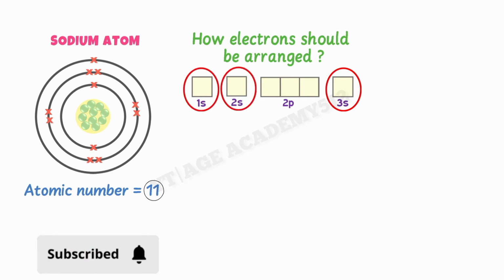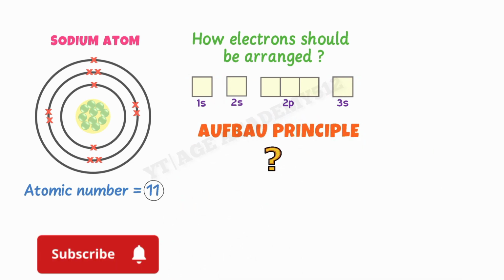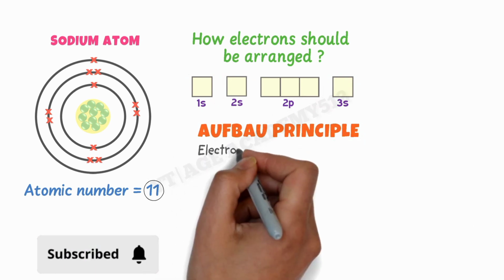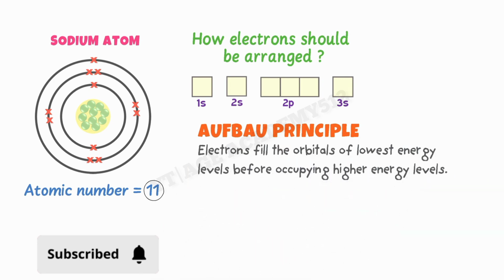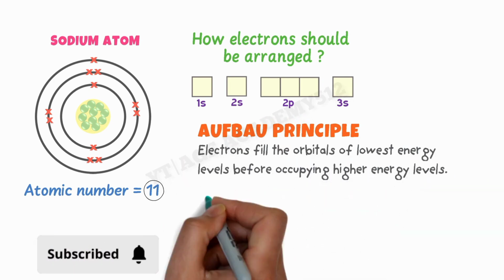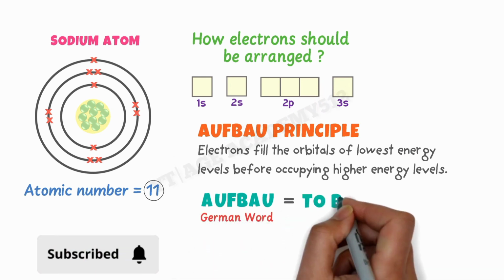Well, to solve this problem, we use AUFBAU principle. Now, what is AUFBAU principle? Well, AUFBAU principle states that electrons fill orbitals of the lowest energy levels before occupying higher energy levels. Remember that AUFBAU is not the name of any scientist. It is a German word which means to build.